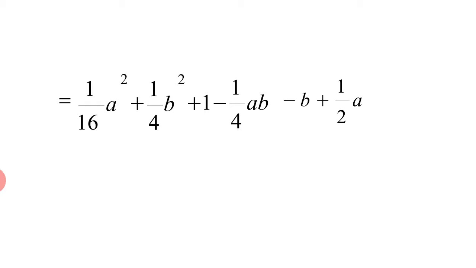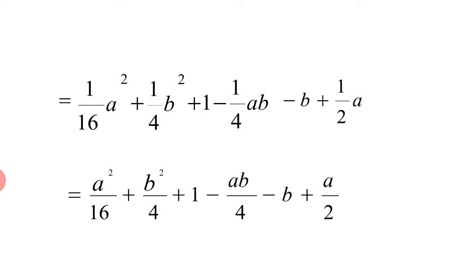Plus 1, then minus 1 by 4ab as we have seen in the previous step, then minus b plus 1 by 2a. The same can be written as a square upon 16 plus b square upon 4 plus 1 minus ab upon 4 minus b plus a by 2. Now this is a sum of terms, so you will stop here. No need to simplify or expand it. Is it clear, children? I hope you have understood this particular identity very well. Remaining problems you will solve on your own.